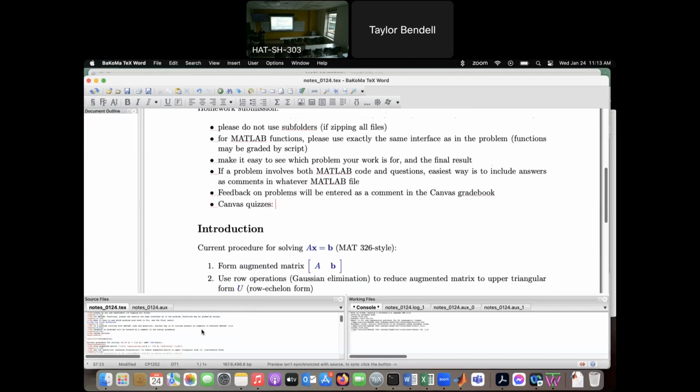Now, what you can do when entering answers for quizzes, you'll have a text box, you can enter your answers right there, or what some people choose to do is have a separate file, like a Word document or a LaTeX document, type your answers in there, and then upload the attachment. So you can do it either way.